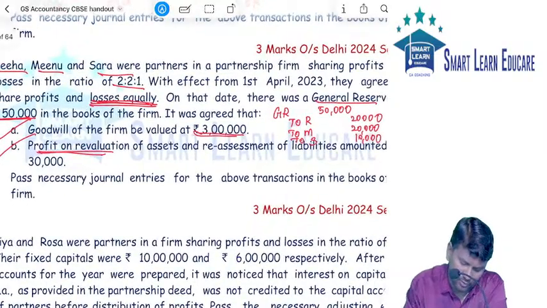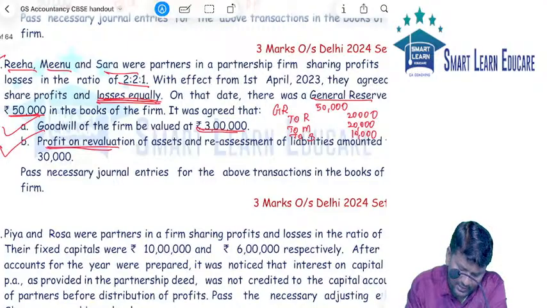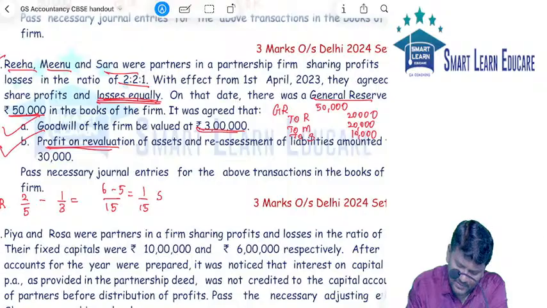Second, goodwill of the firm is valued at 3 lakh. Find sacrifice or gain. First, R: 2 by 5 minus 1 by 3. LCM 15. It is 6 minus 5, which will give you 1 by 15. The answer is in plus, meaning R is sacrificing.